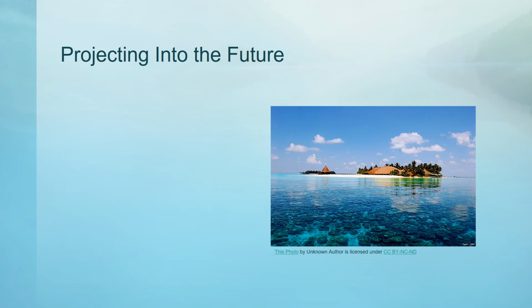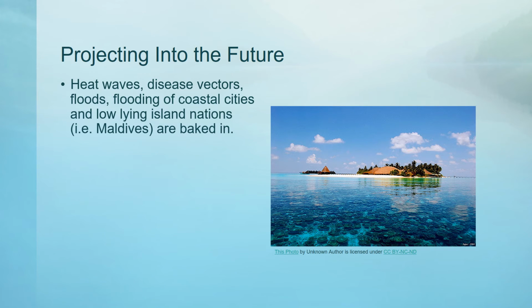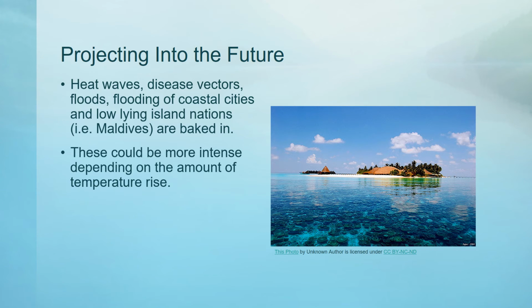But when we project into the future, we'll see more heat waves, disease vectors, floods, flooding of coastal cities, and low-lying island nations like the Maldives that are baked in. So the Maldives, they even have a plan that they're going to have to abandon their country. They're out in the middle of the Indian Ocean. You can see there. These could be more intense depending on the amount of temperature rise. The higher the temperature, the more disastrous the potential going forward.